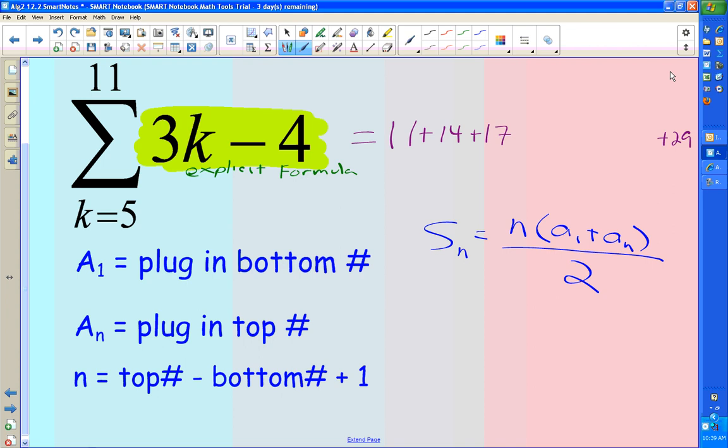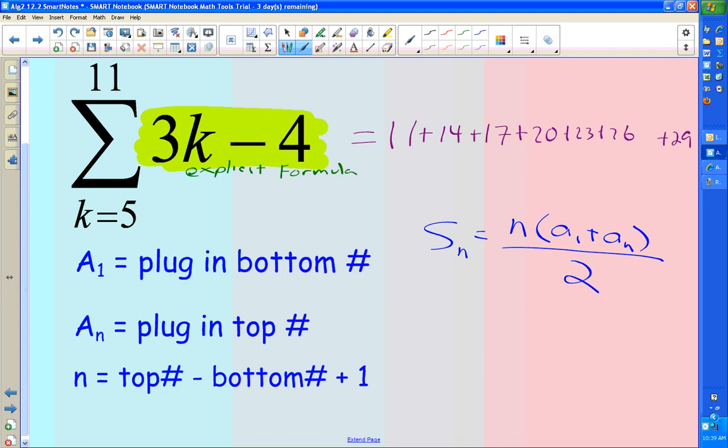then you plug in a 6, plug in a 7, plug in an 8, plug in a 9, plug in a 10, and you would have that series that you would add up. I'm not suggesting you do that, I'm just telling you to write out sigma notation in expanded form, that's what it would look like.